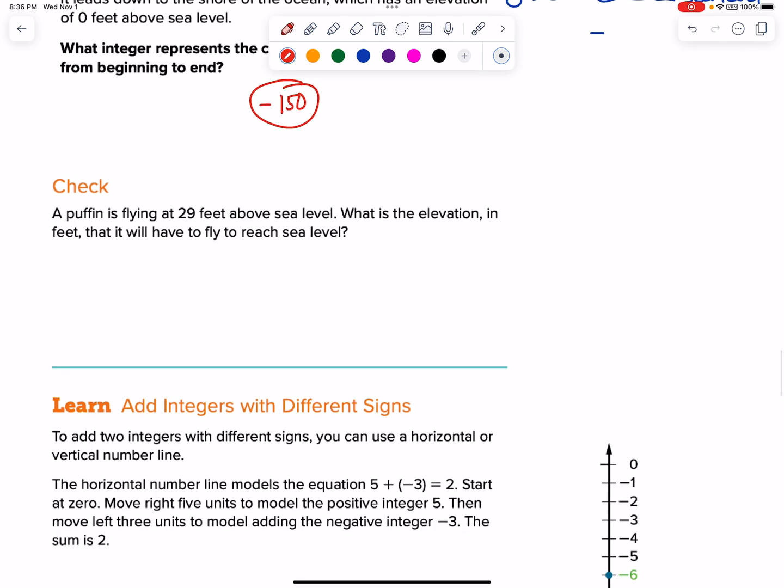A puffin is flying at 29 feet above sea level. So I'm at positive. What is the elevation in feet that I'll have to fly to reach sea level? Obviously, the additive inverse would be what? If you said negative 29 to get us to 0, you would be correct.